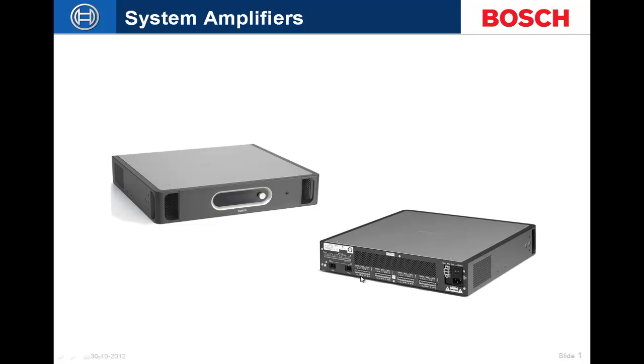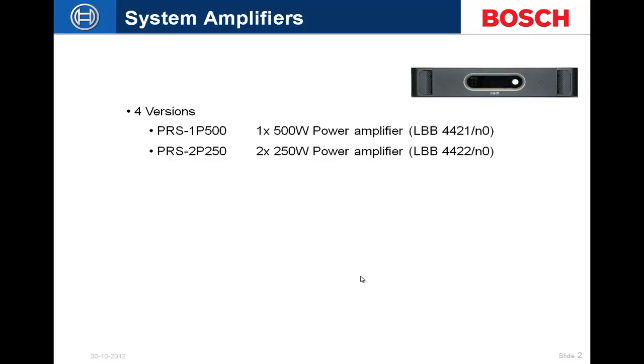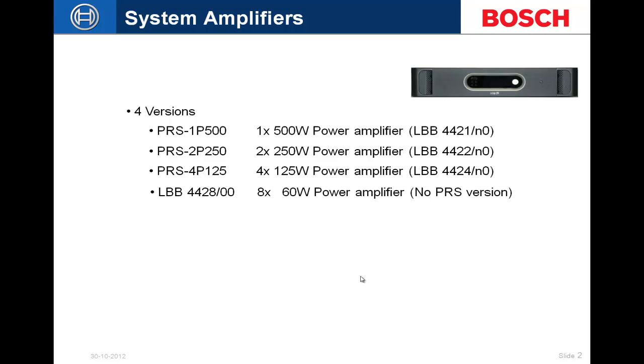Our fiber amplifier, these are our fiber series amplifiers. There's 4 different versions: PRS-1 P500, 2 P250, 4 P125, and an 8 P60 available. Notice the model number on our diagram is still the 4428, however that has been updated to the 8 P60.